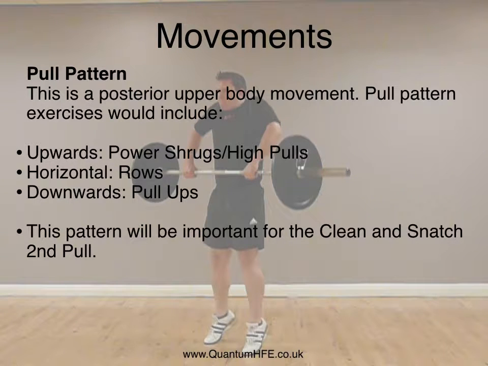For the pull movement pattern, this is more of a posterior upper body movement. So pull pattern exercises again would include pulling upwards, horizontal and downwards. So upwards pulling would include our power shrugs or high pulls, horizontal pulling, exercises like bent over rows or standing rows, and pulling downwards, lat pull down, pull-ups, movements like that. So again, this pattern in particular is going to be important for the clean and snatch second pull when we are effectively pulling the bar upwards.